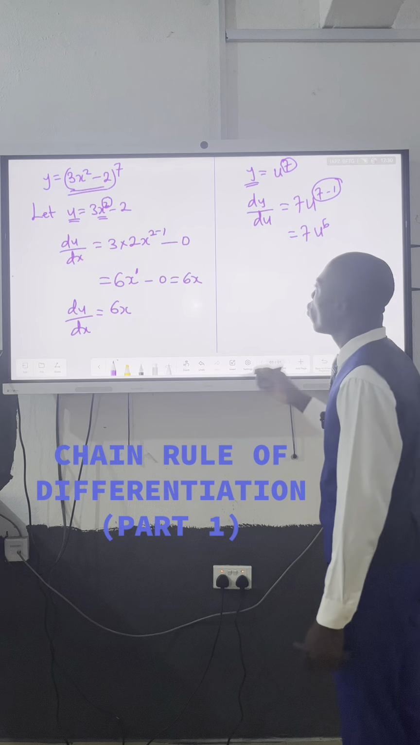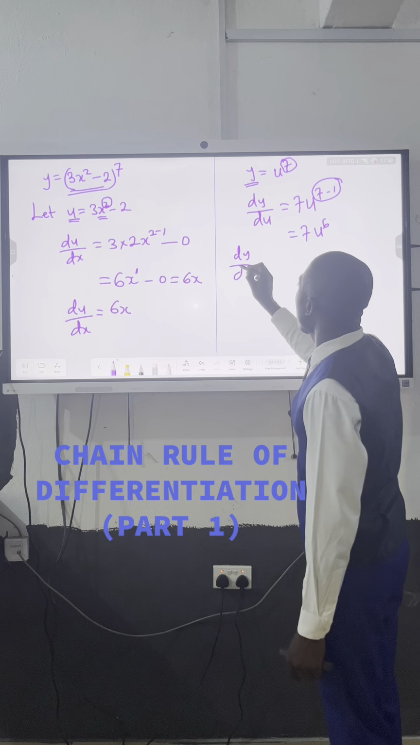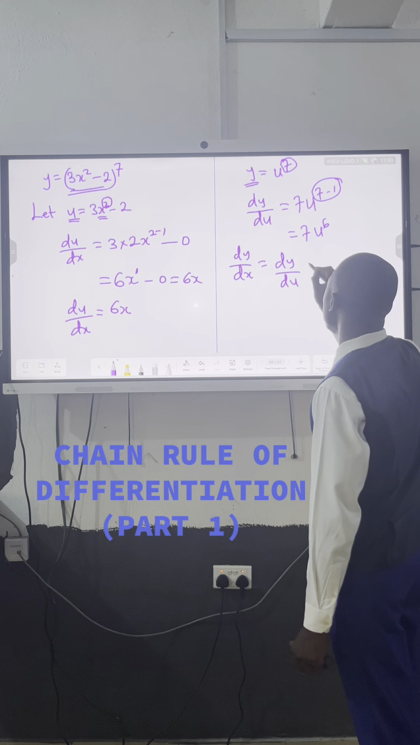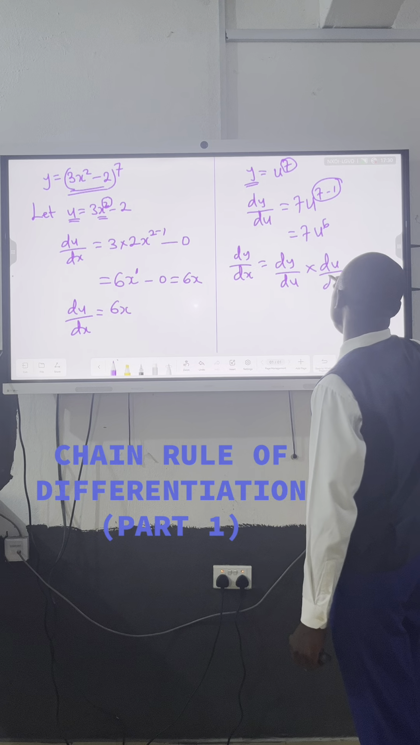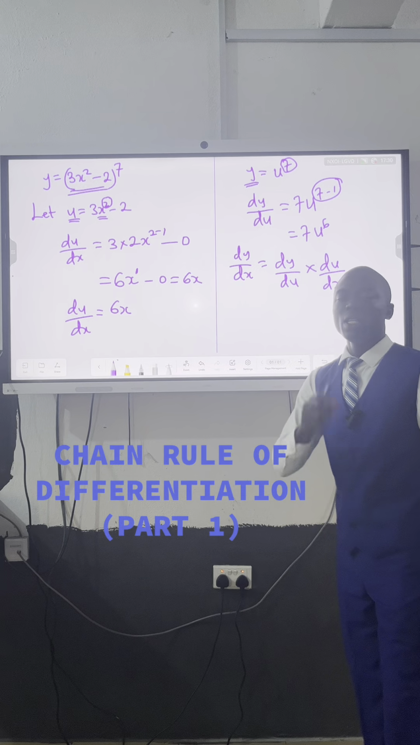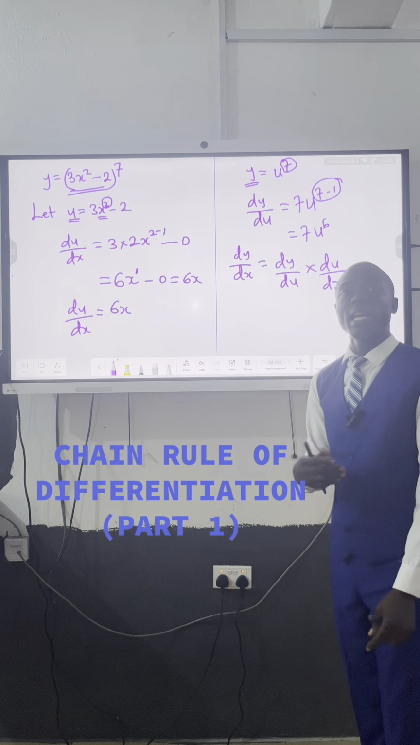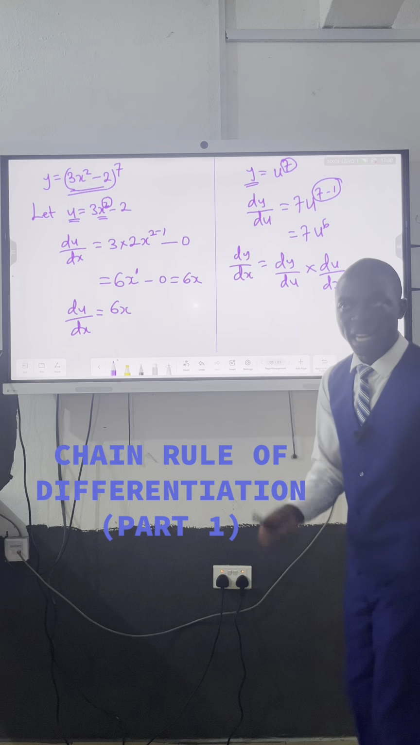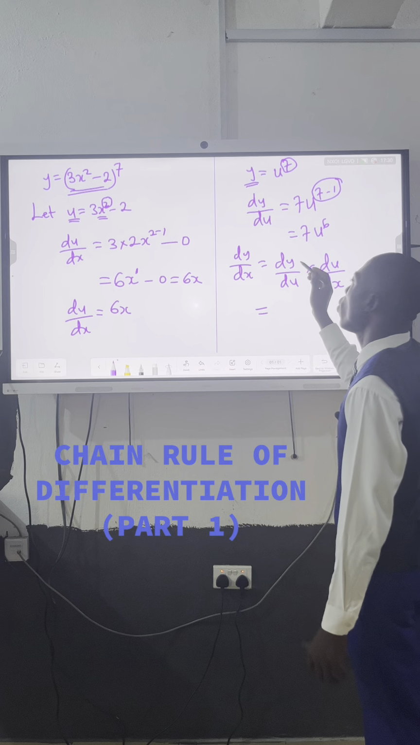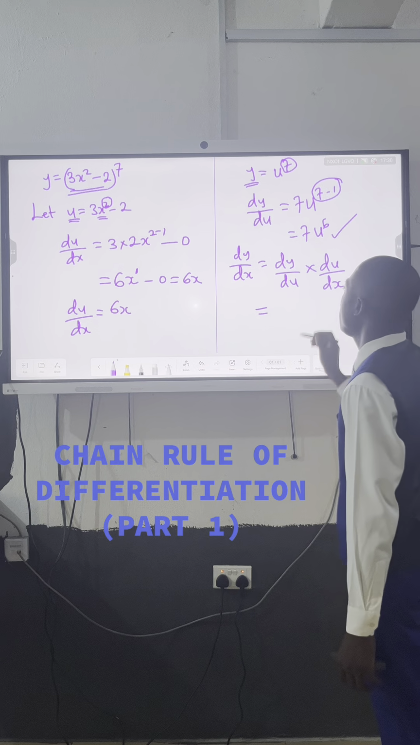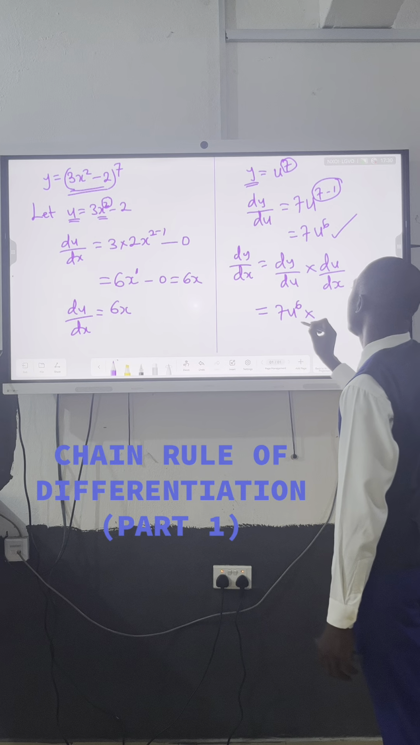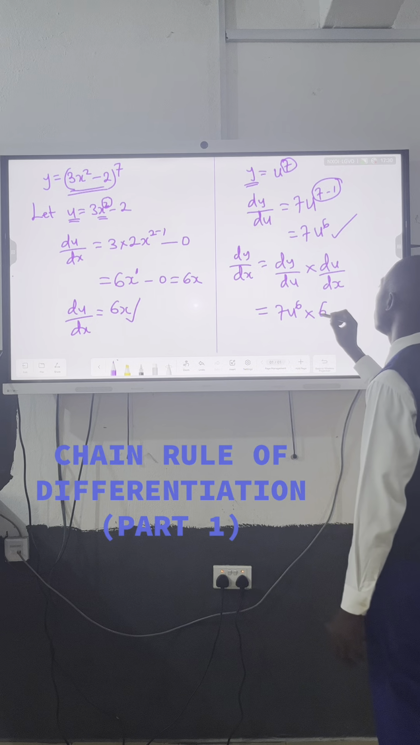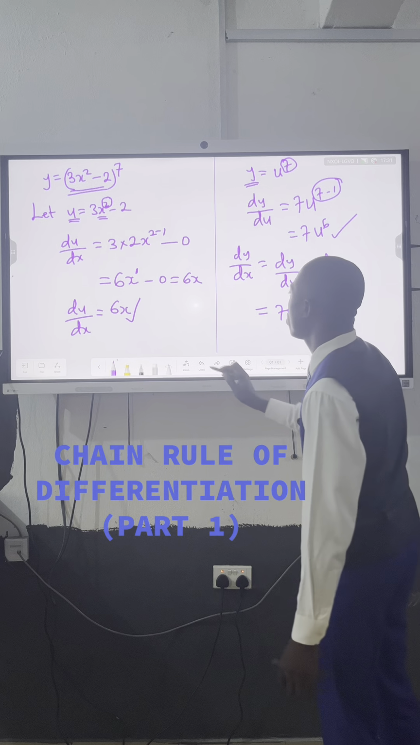Now the chain rule formula is actually dy dx is equal to dy du multiplied by du dx. Chain rule formula: dy dx is equal to dy du multiplied by du dx. Alright, so let's plug in the value of dy du, which is 7u raised to the power 6, times du dx, which is the answer you have in this place, just 6x.